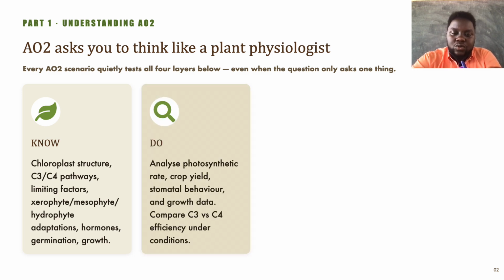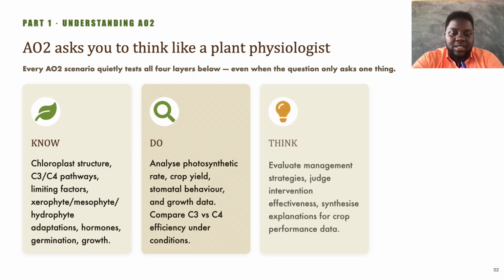You will be tasked to do something. This is where you are going to take your knowledge and apply it to actual data, analyzing a photosynthetic rate table, comparing crop yield figures, interpreting stomatal aperture measurements under different water conditions. This means you may have to read a graph or a table or extract a biological story that it's telling. The third level that you're going to be required to know is thinking.